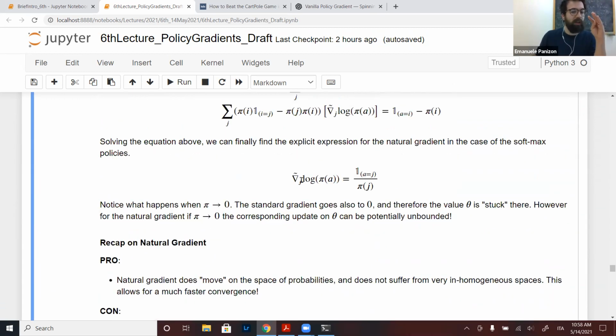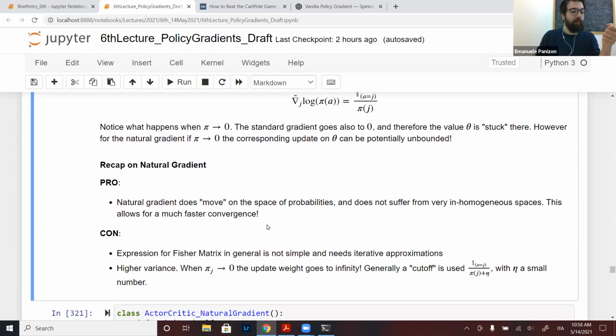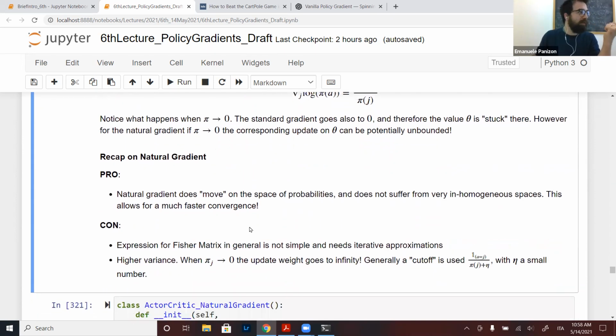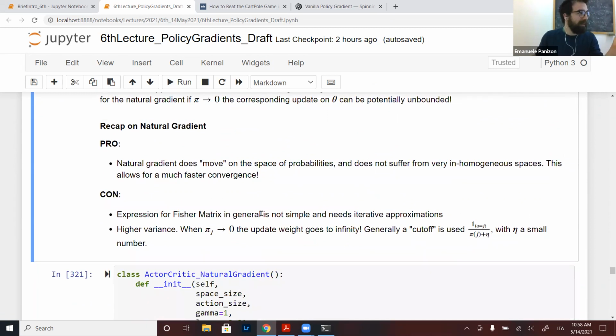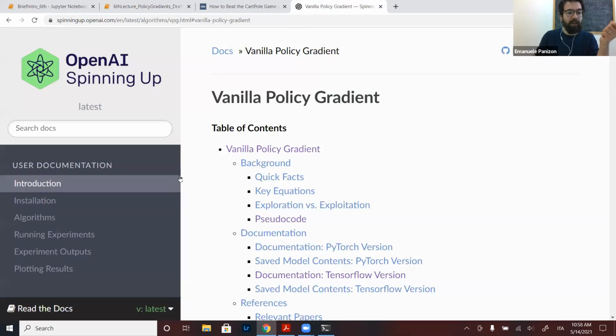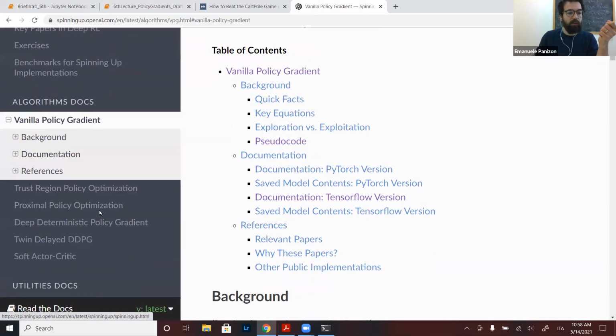But what we care about is that in general, this gave us an explicit solution for the natural gradient of the logarithm of pi, which is used in the policy gradient. We have an analytic expression, but only for softmax policies. What happens when we do not have softmax? It's a mess. It can be solved iteratively, it can be approximated, but it's not this clear. This is what I wanted to briefly show.